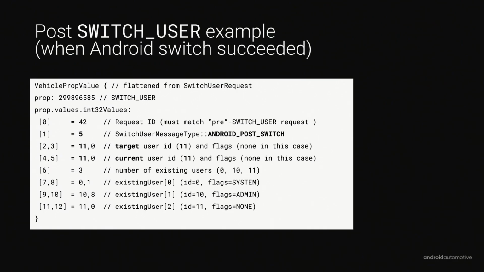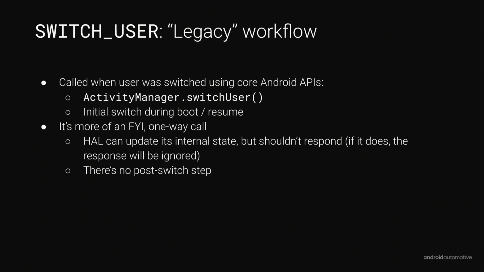And now you can see that both the target and the current user are the same, are 11, meaning the user was successfully switched on Android. So now you can change your internal state. Similarly, if for some reason the Android switch failed, the target and current user would be different because the current user didn't change. So then the HAL would know that the request failed, and that would be the equivalent of rollback. So that's the modern workflow that only happens when user switch is triggered by car user manager.